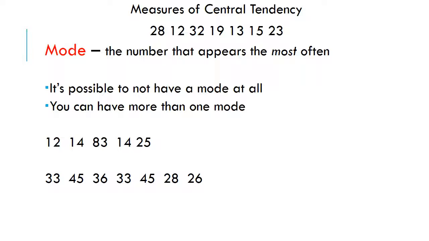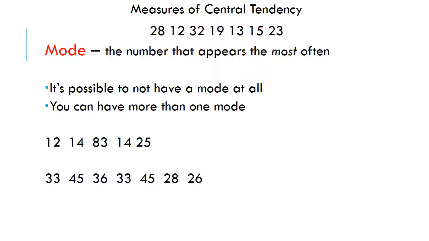Okay, now we're on to mode. We're going to use the original set of numbers that we started off with at the very beginning. Our set of numbers are still the same: 28, 12, 32, 19, 13, 15, and 23. Mode means the number that appears the most often. This is the easiest measure to find.